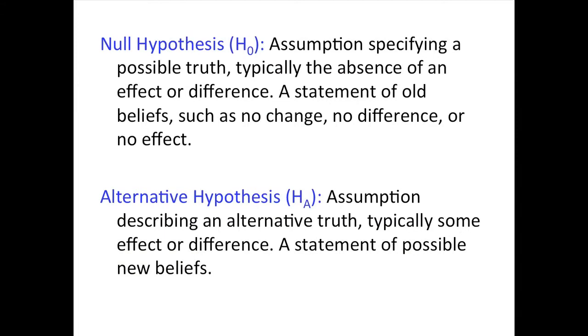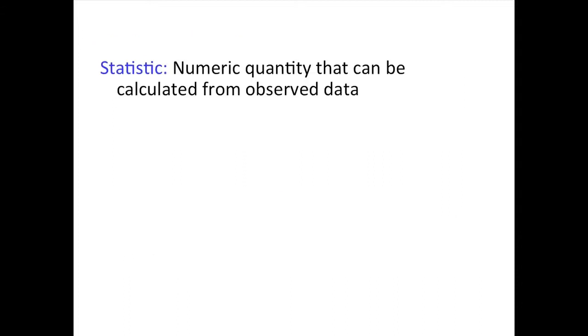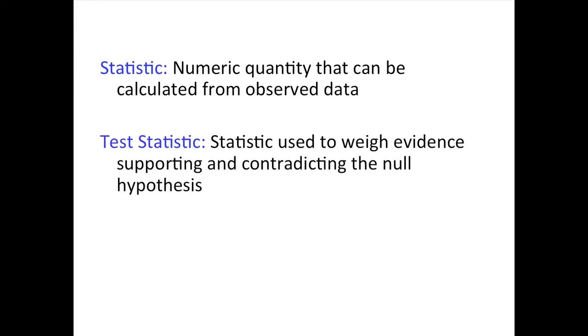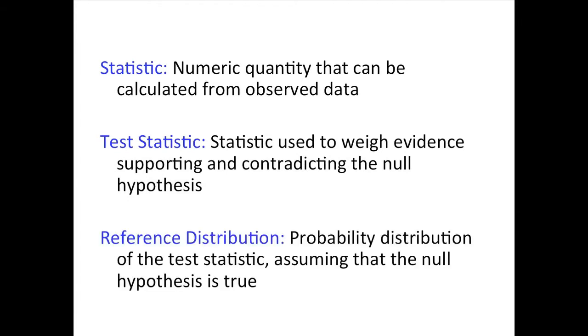And let's continue giving you some definitions, even though we've already been using them. A statistic is a numeric quantity that can be calculated from the data you actually observed. And a test statistic is a statistic that we use in a test, a statistic that's used to weigh evidence supporting versus contradicting the null hypothesis. The reference distribution is the probability distribution of the test statistic, exactly what we've been showing you in these histograms. Assuming that the null hypothesis is true, what is the probability of each value of the test statistic? And then we calculate our p-value.